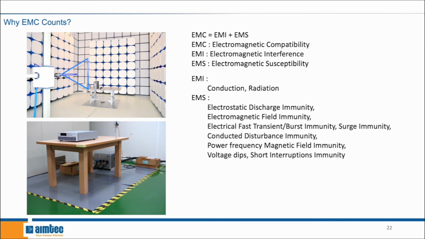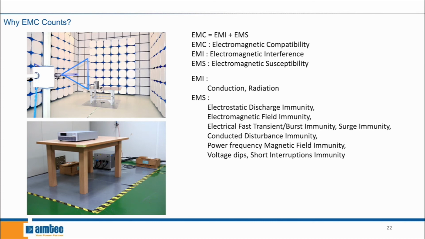EMI stands for electromagnetic interference, and EMS stands for electromagnetic susceptibility. Under EMI, we look at the conducted and the radiated electromagnetic interference. Under EMS, we look at the electrostatic discharge immunity, electromagnetic field immunity, electrical fast transient / burst immunity or surge immunity, conducted disturbance immunity, power frequency magnetic field immunity, voltage dips, short interruptions immunity.